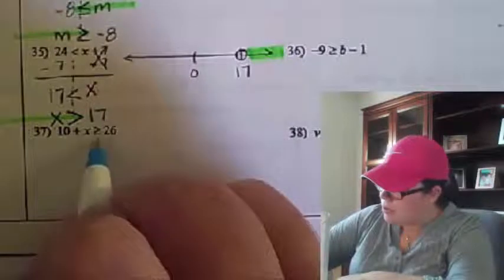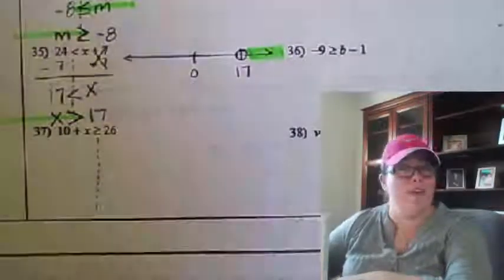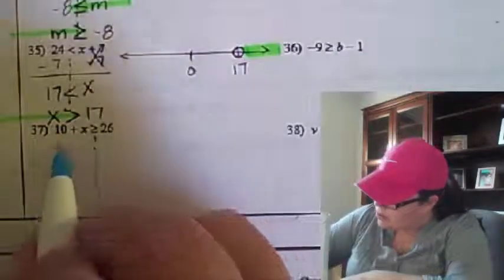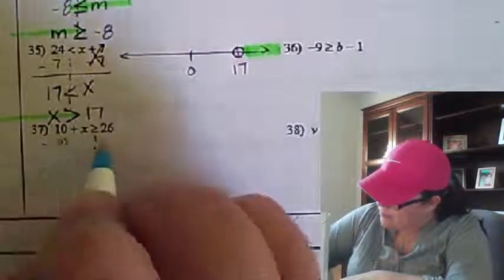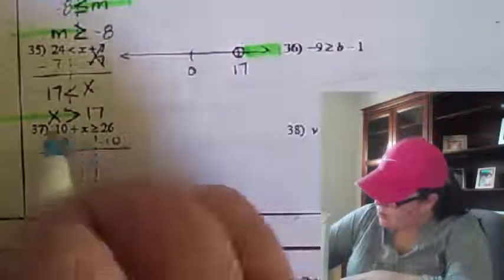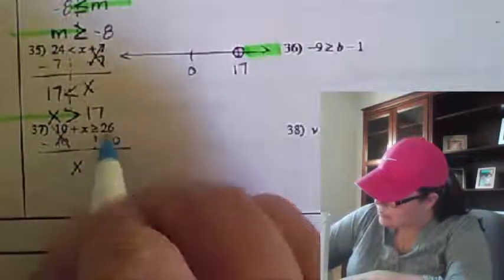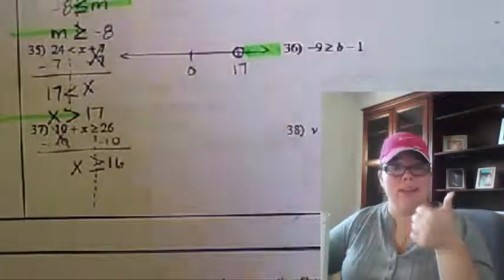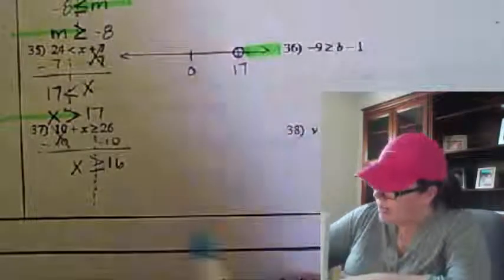One last one before you get to tackle these last 4 on your own because I know you can do it. All right, so let's take a look. No distribution, so I'm just going to subtract my 10. These will cancel, leaving me x, and 26 minus 10 is 16. Bring down my sign, and it's written in the correct order, so I don't even have to rewrite it.